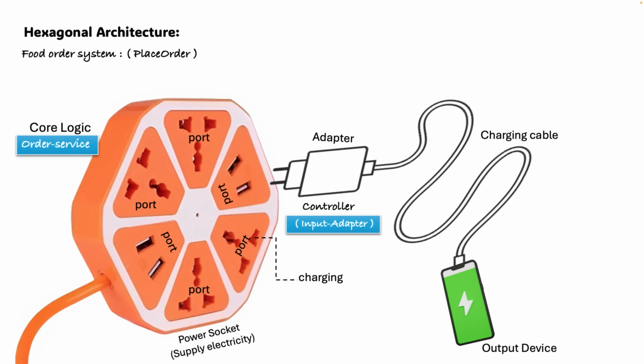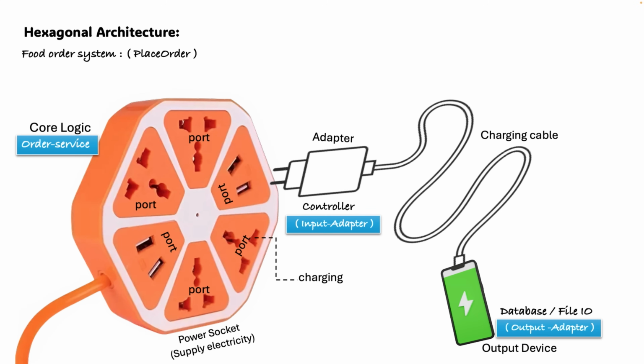To your mobile or to laptop, which is your final device. Similarly, once your order controller, which is nothing but your input adapter, talks to the order service, it might need to store the result either in a database, or it can write to a file, or it can publish to Kafka. So these are your output adapters.